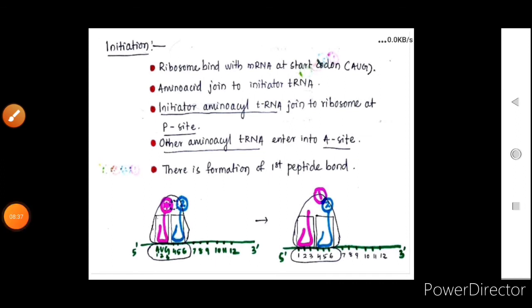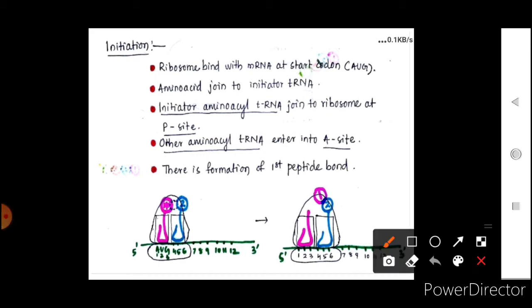Now, when we come to the initiation phase, the ribosome will bind with the messenger RNA at the start codon, which is the AUG. The amino acid will join to the initiator tRNA. The initiator aminoacyl tRNA will join to the ribosome at the P site, and another aminoacyl tRNA enters into the A site. There is formation of the first peptide bond.